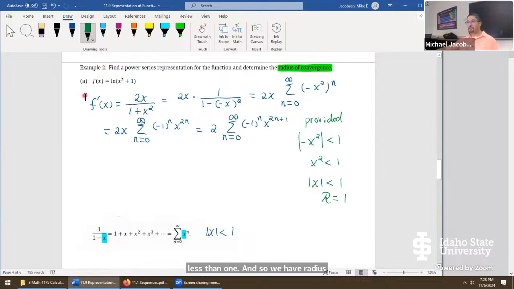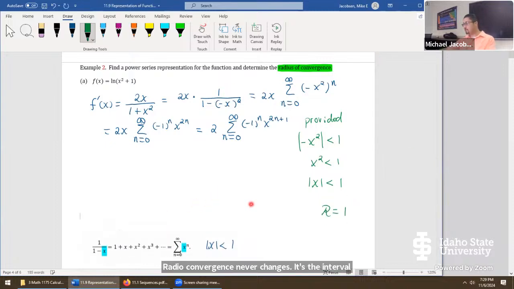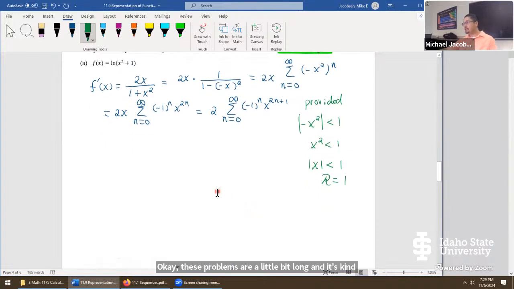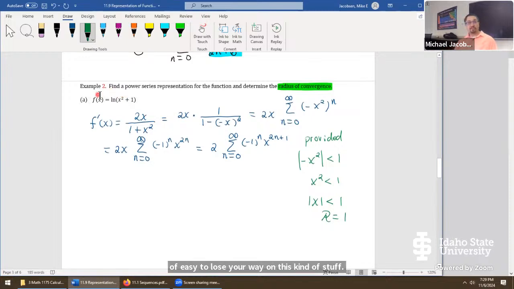But that's a radius of convergence for f prime. However, the good news is if we differentiate this as a power series or integrate it as a power series, the theorem above told us the radius of convergence never changes. It's the interval that might change, but not the radius. Okay, these problems are a little bit long, and it's kind of easy to lose your way on this kind of stuff. Because once again, we're going for a power series for f of x, not f prime of x.